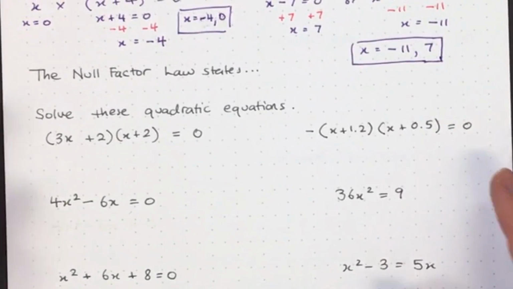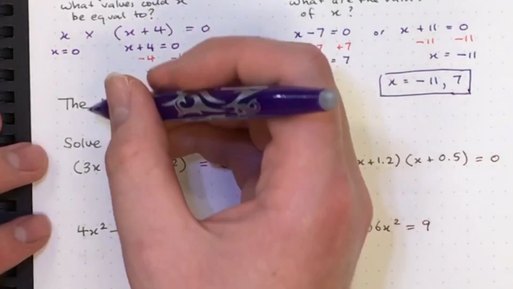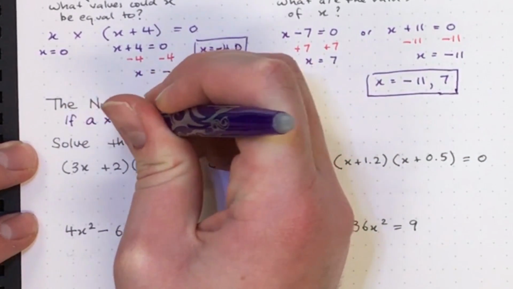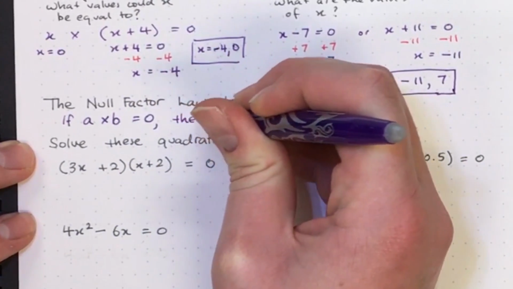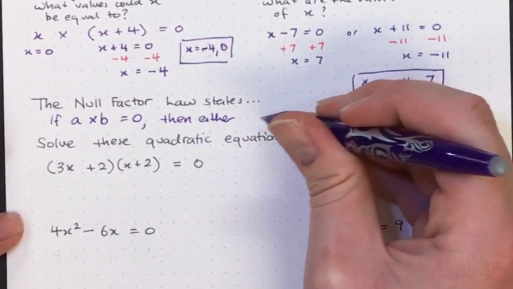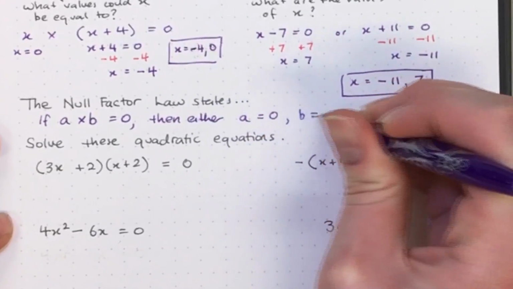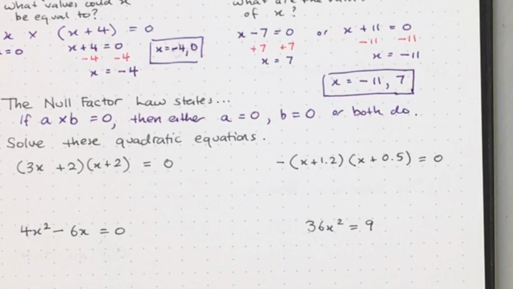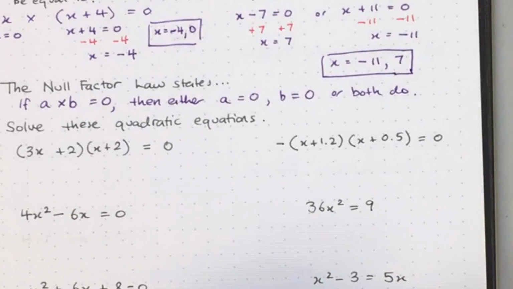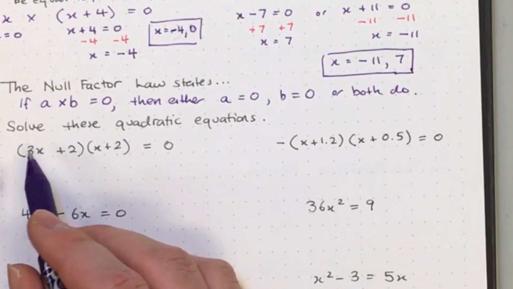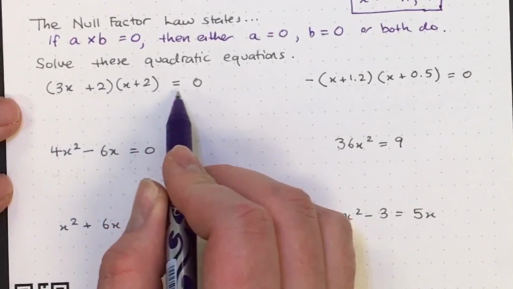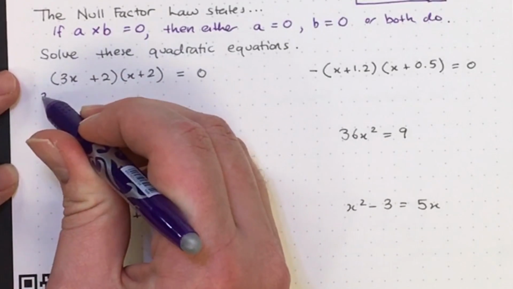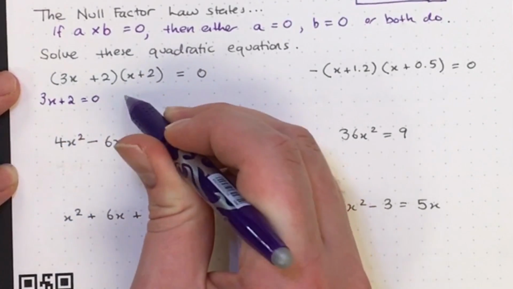Yep. So the null factor law is what all this business is, and it states that if I've got a times b equals 0, then either a equals 0, b equals 0, or both do. Okay? So we've got a couple of examples that would probably also answer Josh's question from before. So we'll start with this bracket here times this bracket here equals 0. So what I would do is I just make them both equal to 0.